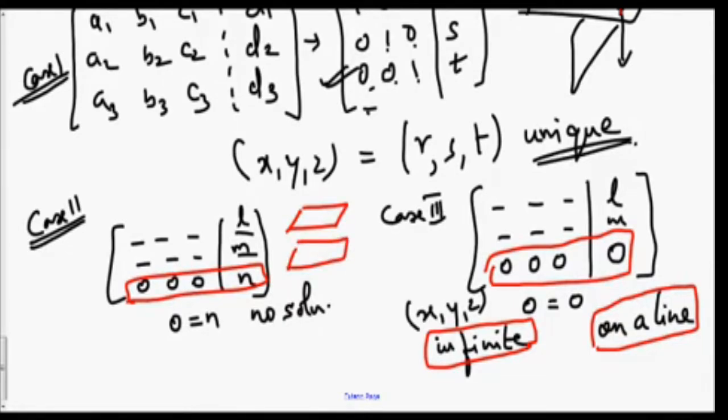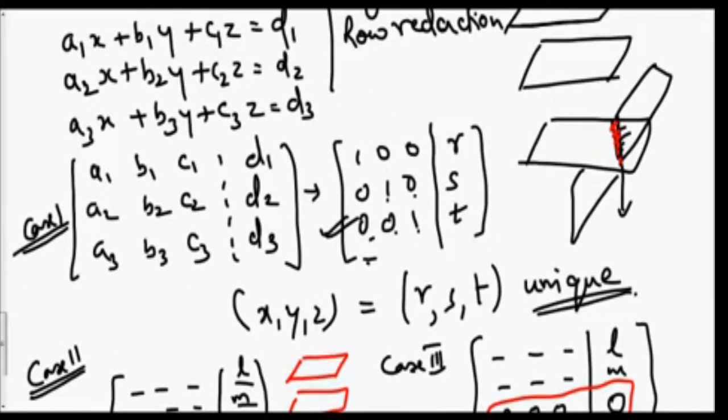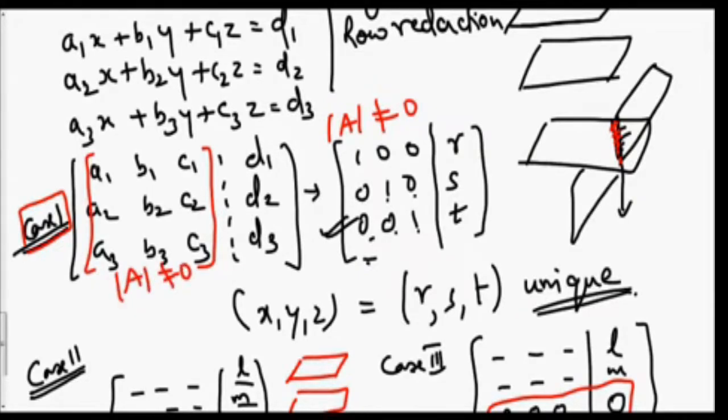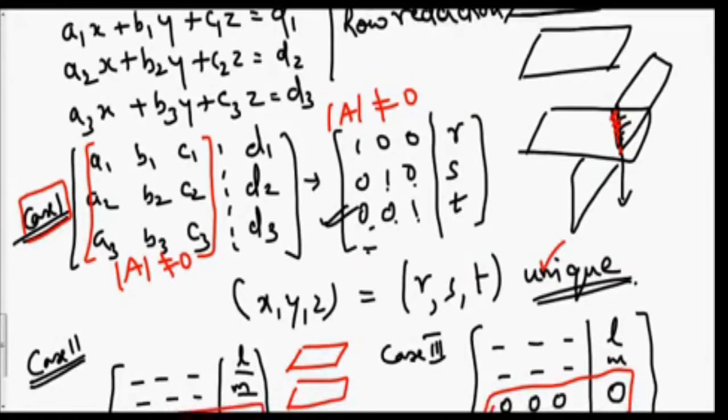Another important point here is, if it is in case 1, you will be getting the determinant of A not equal to 0. What I mean by determinant A is, this is called A, matrix A. This determinant would not be equal to 0 if you get a unique solution.